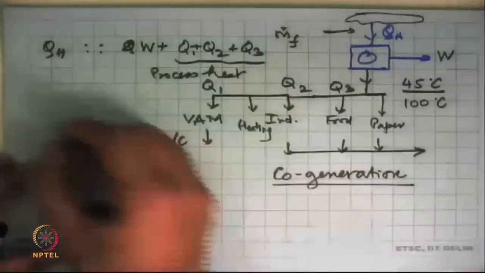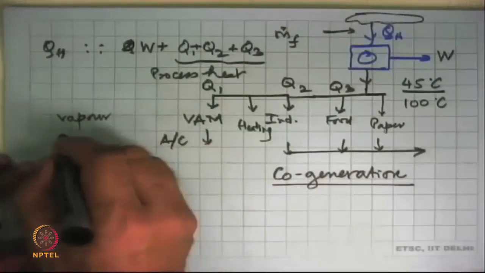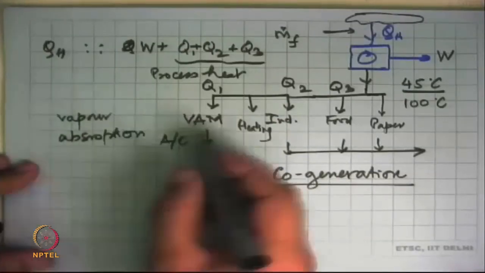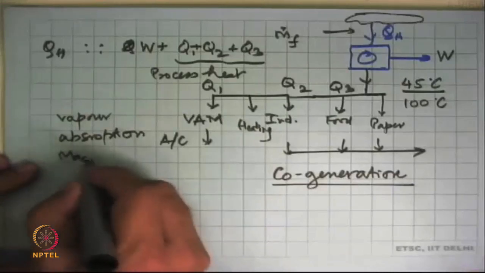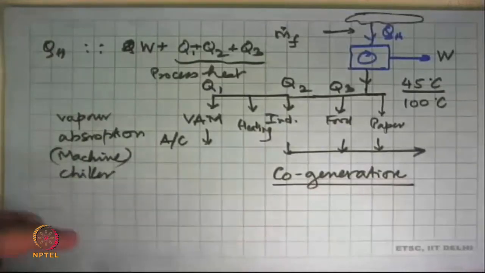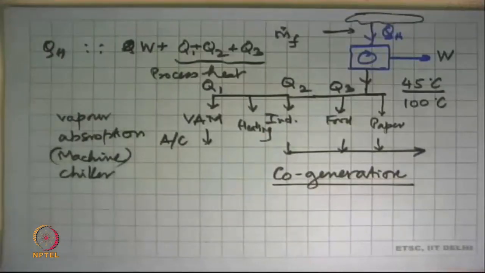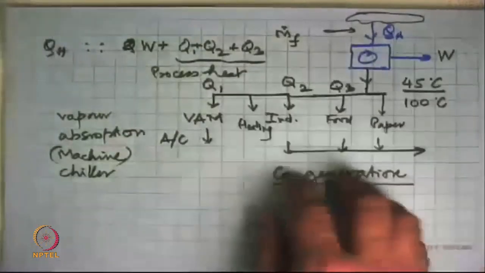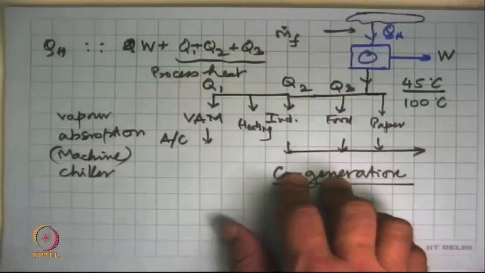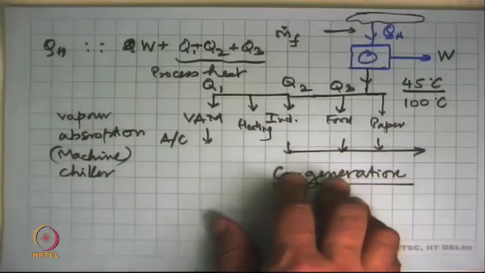By the way, VAM means vapor absorption machine or vapor absorption chiller. And this can also work by taking heat which you would otherwise have to dump into the atmosphere, for example from a diesel generator set. In a typical engine, 1/3 of the energy put into the fuel comes out as work, 1/3 is lost through the radiator, and 1/3 is lost through the exhaust.